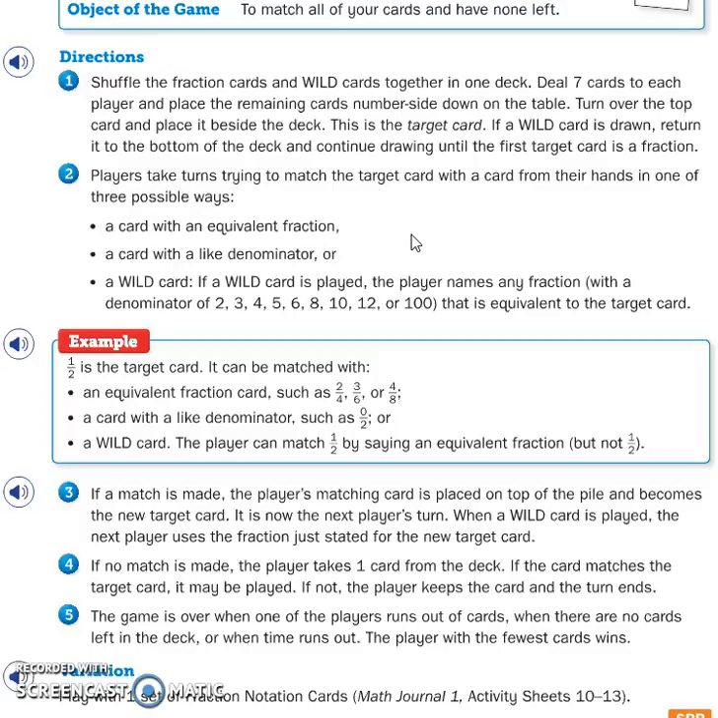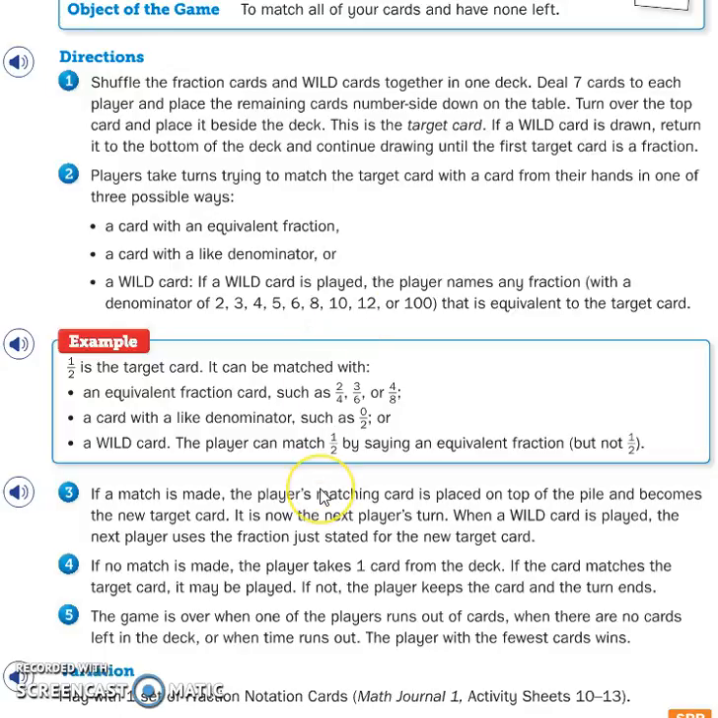After this, players are going to take turns trying to match the target card with a card from their hand. You can do that in 3 ways. A card with an equivalent fraction, a card with a like denominator, or by laying a wild card. If you lay a wild card, you're going to call out a fraction with a denominator of 2, 3, 4, 5, 6, 8, 10, 12, or 100. This needs to be an equivalent fraction to the target card.